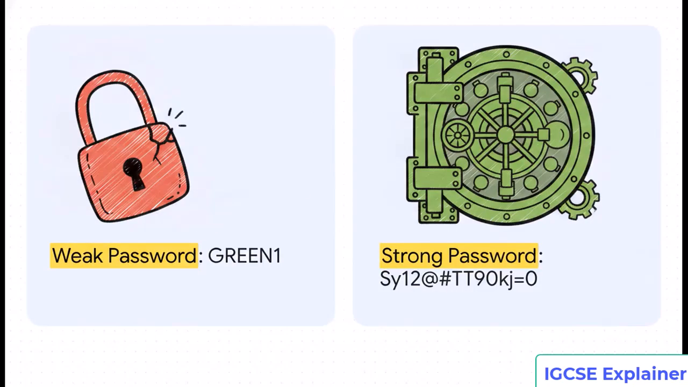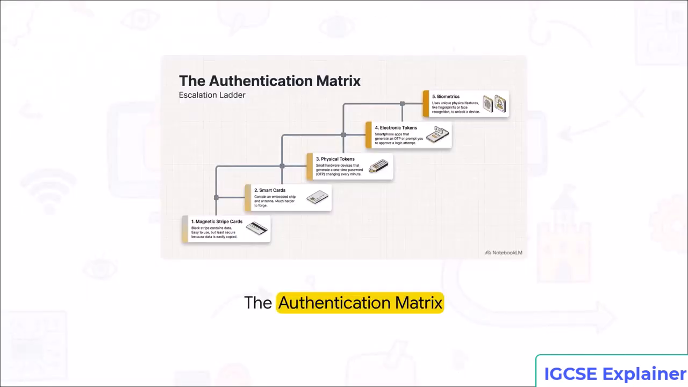Speaking of passwords, look at the contrast between a weak one and a strong one. Something like green 1 is highly vulnerable, super easily guessed, and exactly the kind of thing a hacker is praying you use, just like password 123. But a strong password? Something like C12 @TW90KJ equals 0? I know, it looks like complete gibberish, but actually, that is exactly the point. It strategically mixes capital letters, numbers, and symbols, making it incredibly difficult for an attacker to just brute force their way into your accounts.